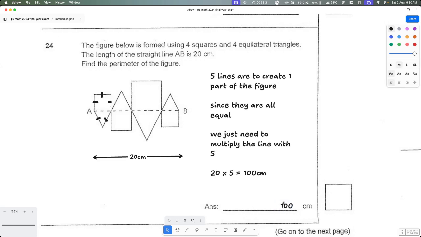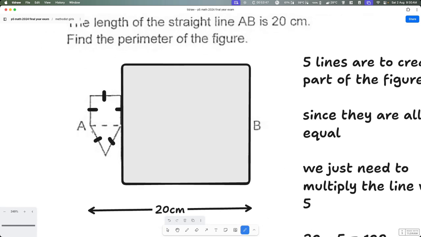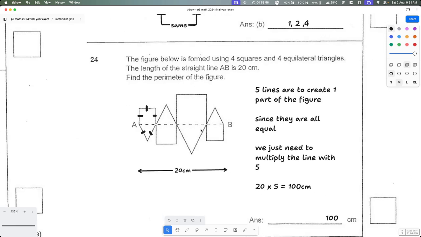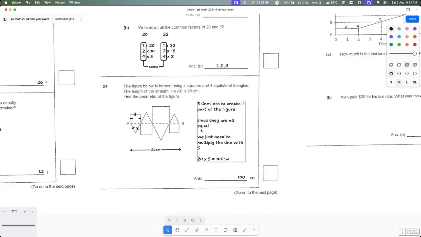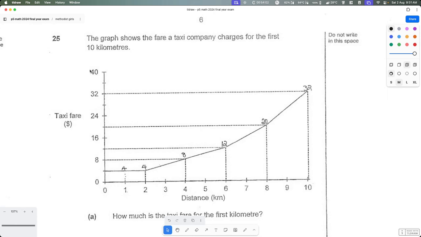Okay, so since everything is equal basically, if you were to ignore all of this, right? Basically, if we know this line over here, if this is 20, then you just have it multiplied by 5, correct? So if everything here is equal, we can just multiply this by 5. That's about it. Okay. So hopefully this makes sense. All right, let's move on to question number 25.